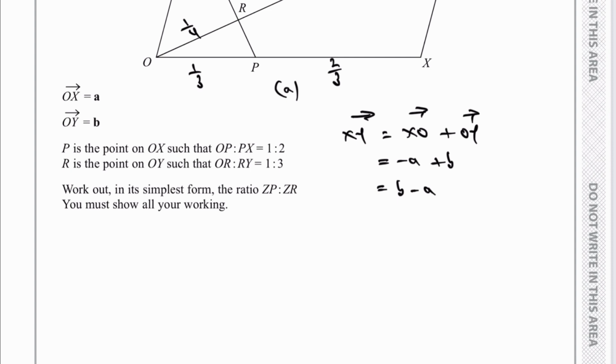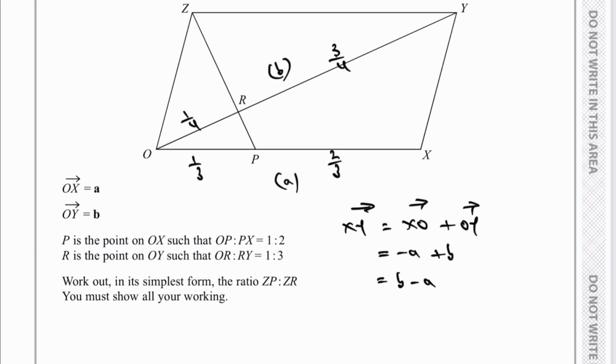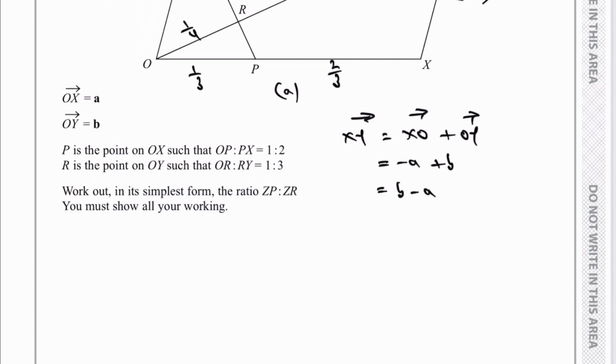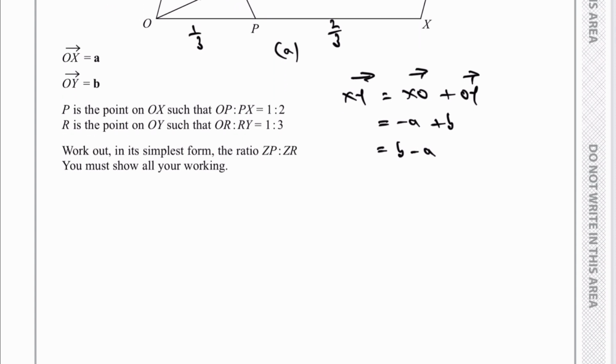Okay, so therefore I know that XY is B minus A. However, because it's a parallelogram, I also know then that OZ is going to be B minus A, and that's an important thing. So if I just put therefore vector OZ is also equal to B minus A.